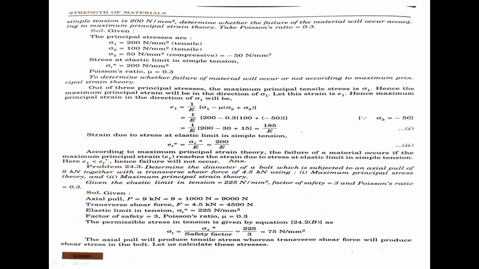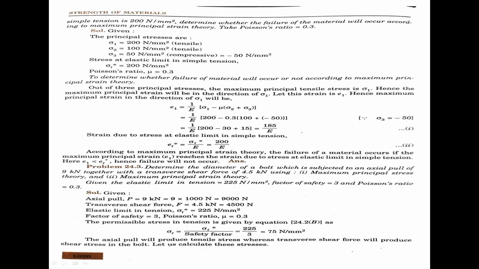Out of three principal stresses, the maximum principal stress is sigma 1. Hence, the maximum principal strain will be in the direction of sigma 1. Let this strain be E1. Hence the maximum principal strain in the direction of sigma 1 will be E1 equal to 1 by E times sigma 1 minus mu times sigma 2 plus sigma 3. Finally, substitute these values and get the strain due to stress at elastic limit in simple tension, E suffix T star, equal to sigma T star divided by capital E. Capital E means Young's modulus.